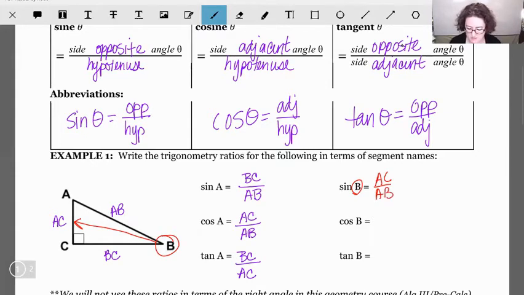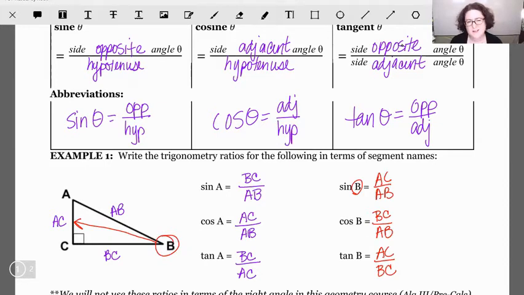Wait a second. That's the same ratio that we did for cosine of A. Interesting. Let's see, cosine of B, adjacent over hypotenuse. The adjacent side to angle B, that's not the hypotenuse, is side BC, and the hypotenuse is AB. Wait a second. That's what sine of A was. Interesting. Tangent of B, again, the opposite side is AC and the adjacent side is BC. Wait a second. That's the reciprocal of tangent of A. Why do you think that's happening?